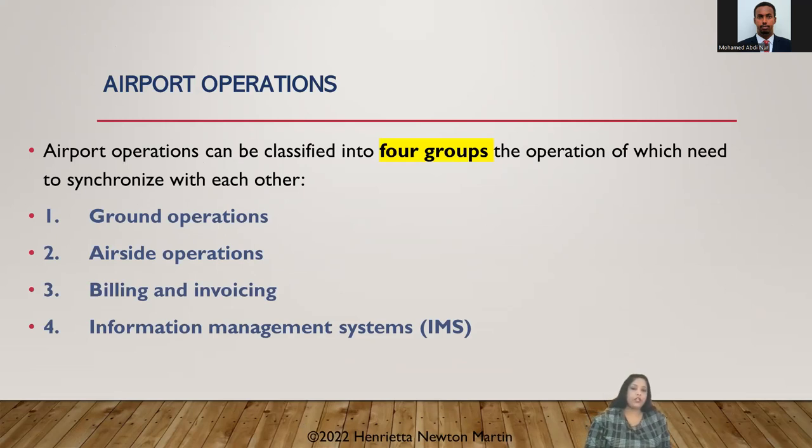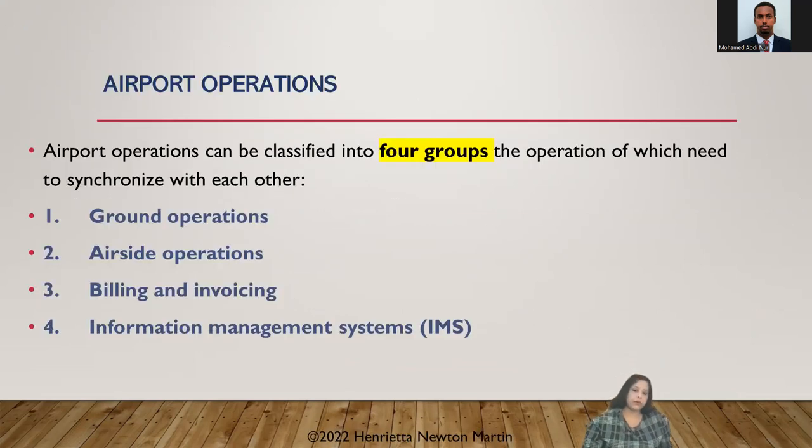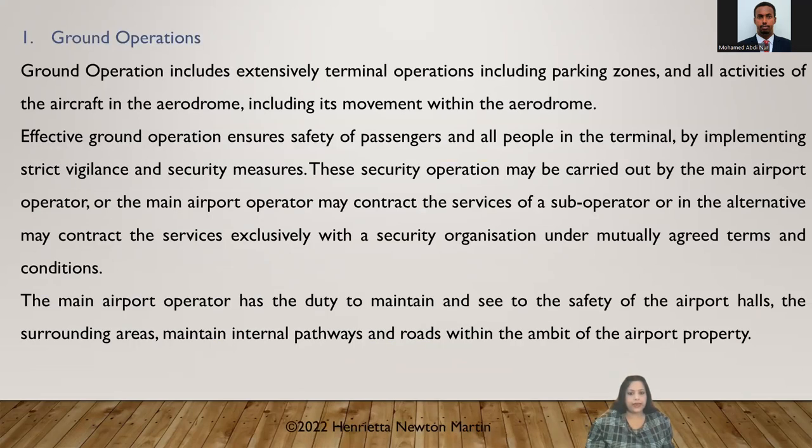So airport operations can be classified into four groups. One is ground operations, which I'm sure you know. Ground operations, airside operations, billing and invoice, and information management systems. Along with information management systems, I've also added another thing in the subsequent slides, that is quality assurance mechanism or quality assurance systems, QAS and IMS.